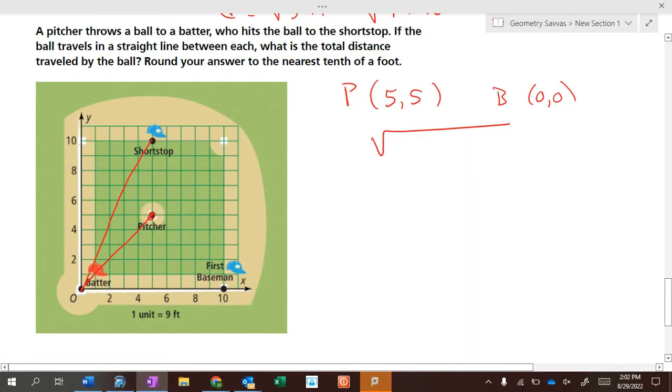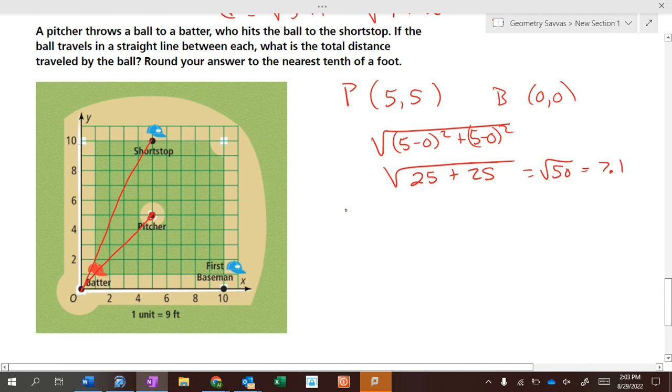So, all right, turn for me. So we'll go 5 minus 0 squared plus 5 minus 0 squared. What's 5 squared? 25. And another 25 is the square root of 50, which is, I think, 7.1. You could check on your calculator if you wanted to.